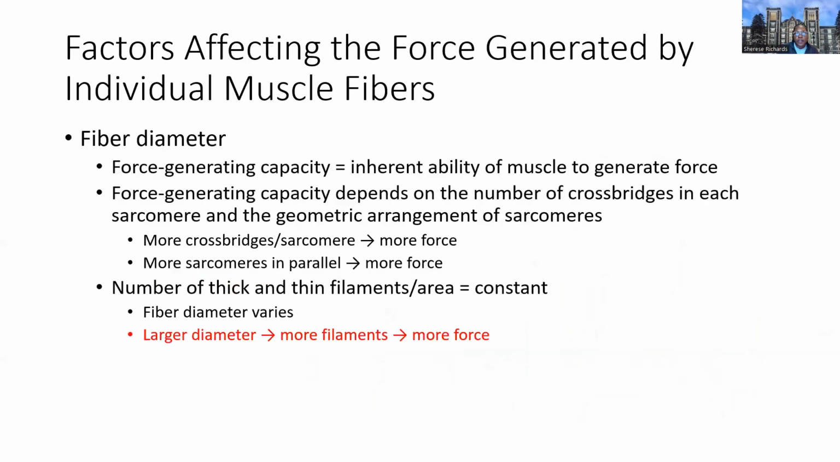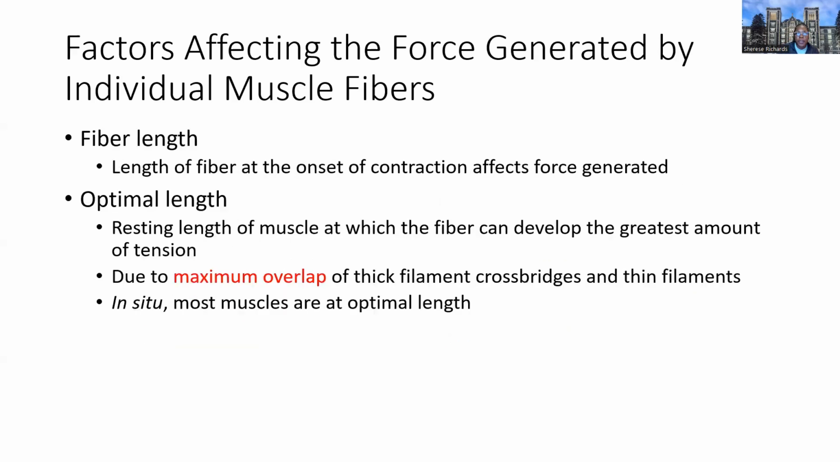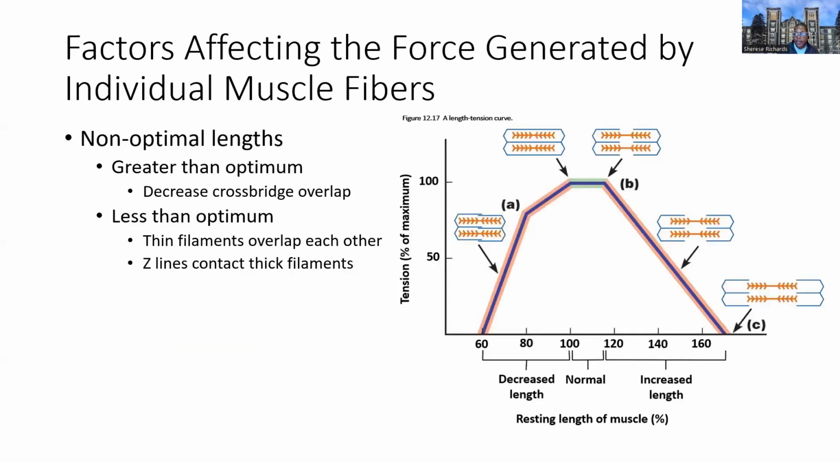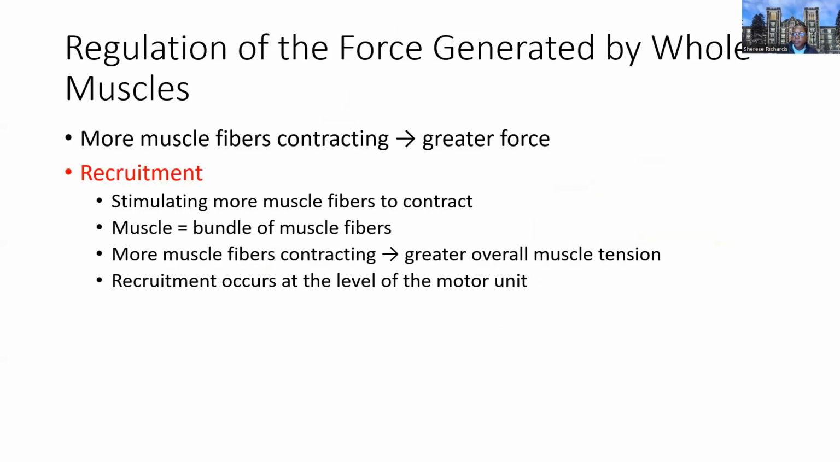The other effect is the diameter. So the more filaments we have, the thicker the diameter of the muscle, that will also increase force generation. And then the fiber length, whether the muscle is at its optimal length or not, will determine the maximum force generation. If it's too long, it's going to generate less force. If it's too short, it will also generate less force. So the length is another factor.